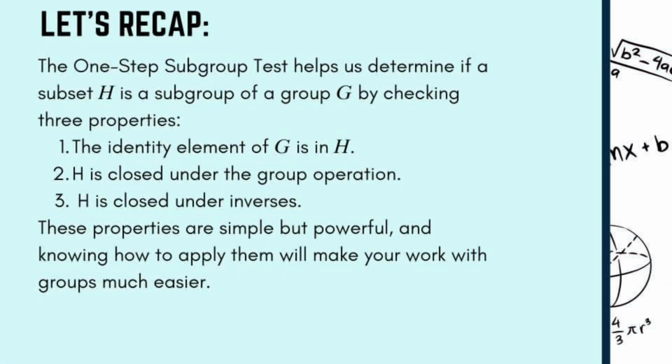So let's quickly review what we have learned. The one-step subgroup test helps us determine if a subset H is a subgroup of G by checking these three properties. First, the identity element of G is in H. Second, H is closed under the group operation. And third, H is closed under inverses. These three properties are simple but powerful, and knowing how to apply them will make your work with groups much easier.